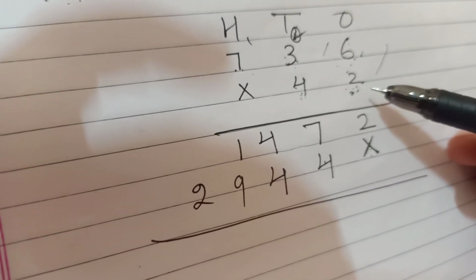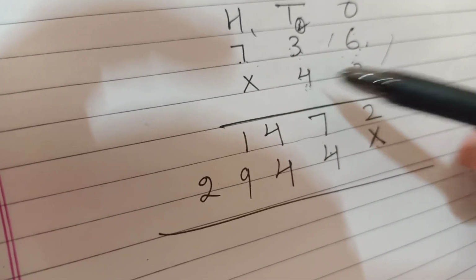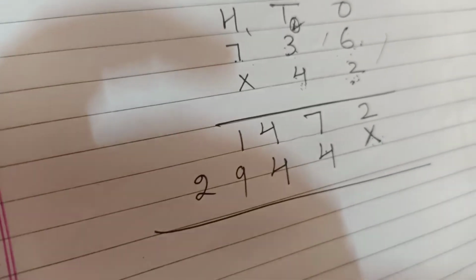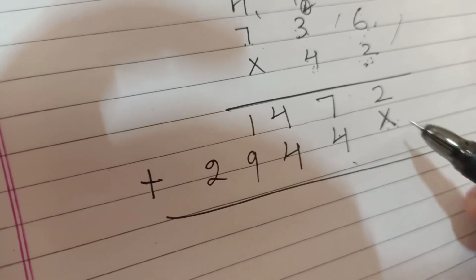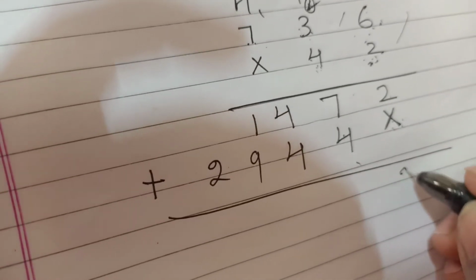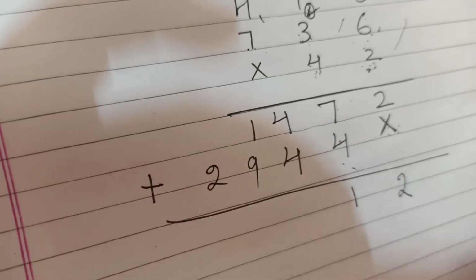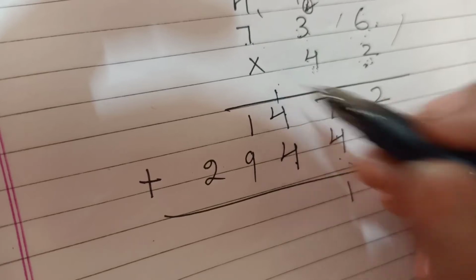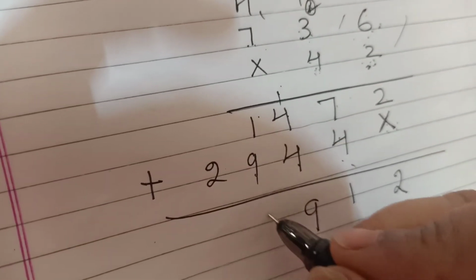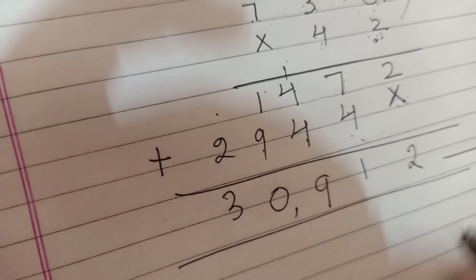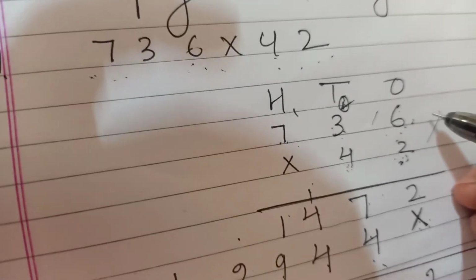When we start multiplying by tens, we always put a cross under the ones place. Then we have to do addition of these numbers. 2 cross 2. 7 plus 4 is 11, 1 carry. 4 plus 4 is 8, plus 1 is 9... and 2 plus 9 gives the answer 30,912.